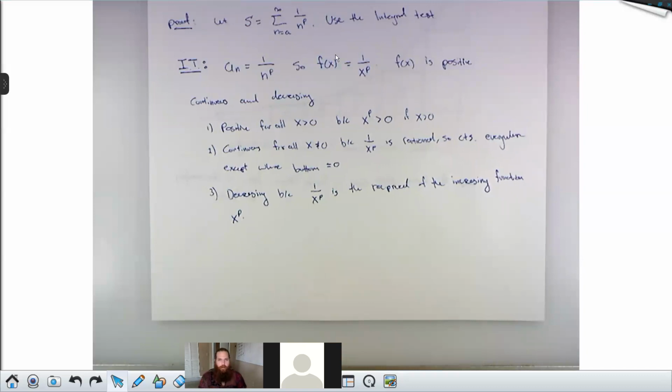It's continuous as long as the bottom isn't 0. The bottom is only 0 when x is equal to 0, and I'm definitely not interested in x being 0 for the series, or n being 0 for the series. And decreasing because it's the reciprocal of an increasing function. Straight power functions are always increasing functions as long as that power is positive.